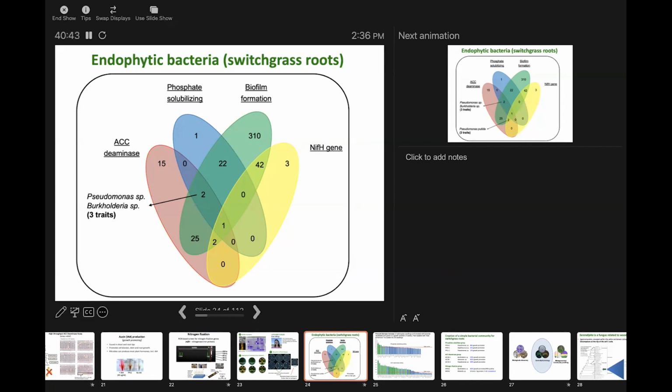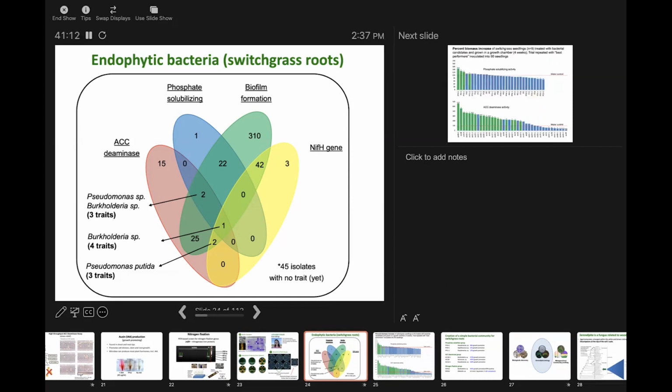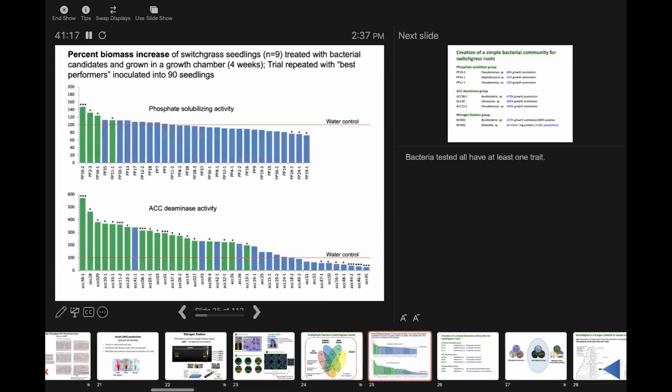For example, this is 2 bacteria strains that have biofilm formation, phosphorus solubilization, and this one, ACC deaminase production, okay? We have more that have different groups. And here we have one that's got 4 different traits. That's a target. That guy's a target. If it does one of those functions, we're in good shape. All right. And then we have 45 isolates which didn't have any of these traits. Okay. So we don't get positives all the time.